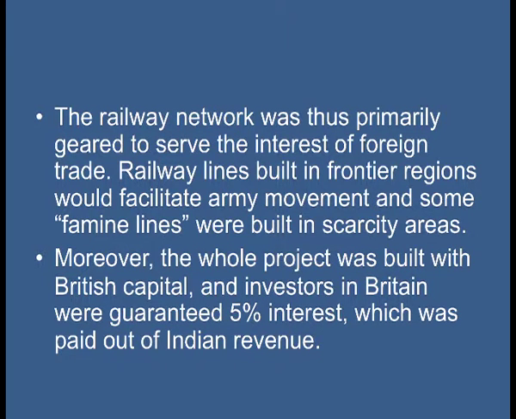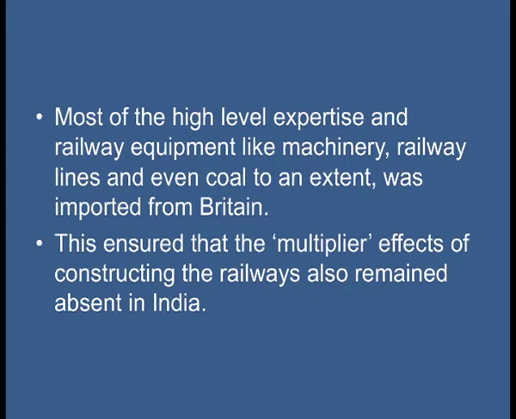Railway lines built in frontier regions would facilitate army movement, and some famine lines were built in scarcity areas. Moreover, the whole project was built with British capital, and investors in Britain were guaranteed 5% interest, which was paid out of Indian revenue. Most of the high-level expertise and railway equipment like machinery, railway lines and even coal to an extent was imported from Britain. Thus, it ensured that the multiplier effects of constructing the railways also remained absent in India.